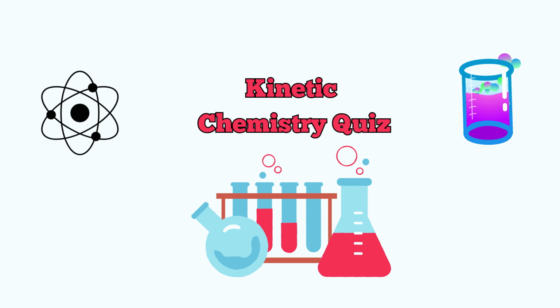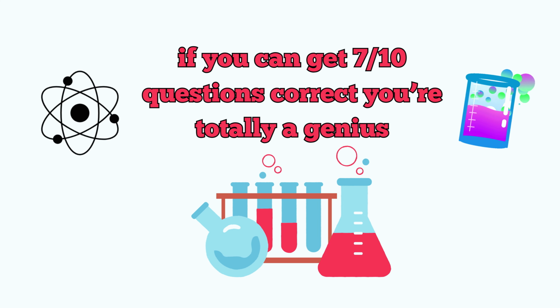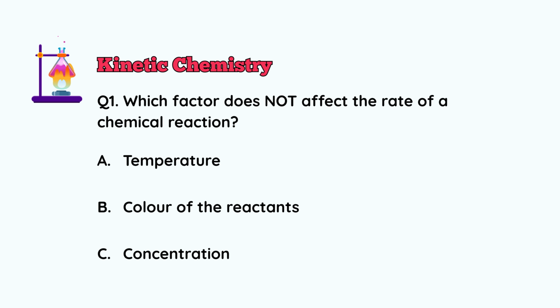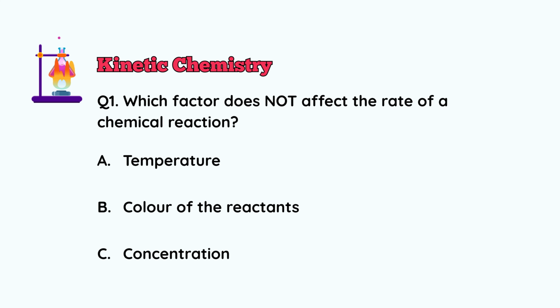Kinetic Chemistry Quiz. If you can get 7 out of 10 questions correct, you're totally a genius. Question 1. Which factor does not affect the rate of a chemical reaction? Is it A, temperature, B, color of the reactants, or C, concentration? The answer is B, color of the reactants.